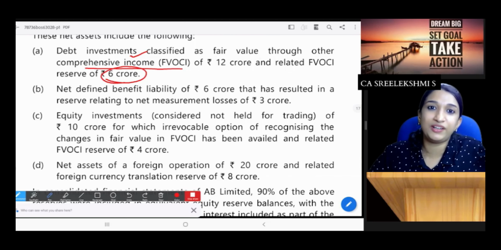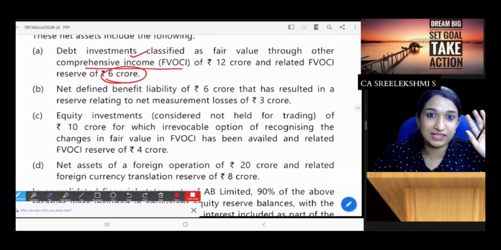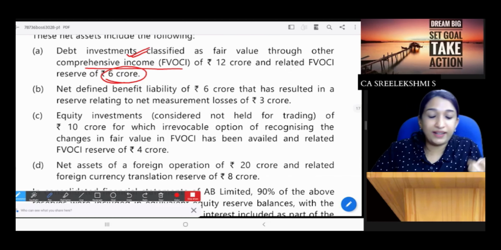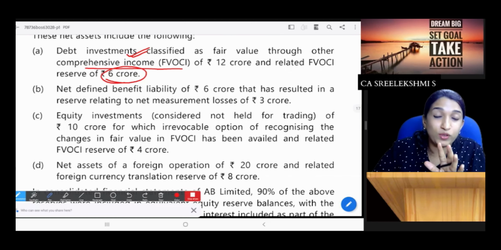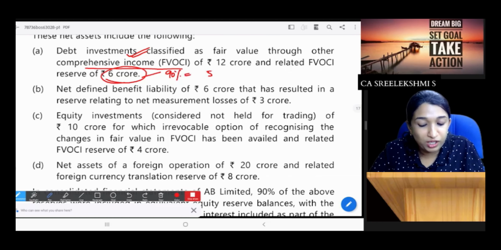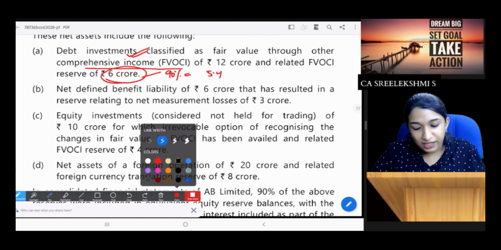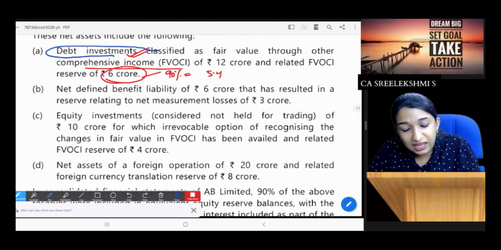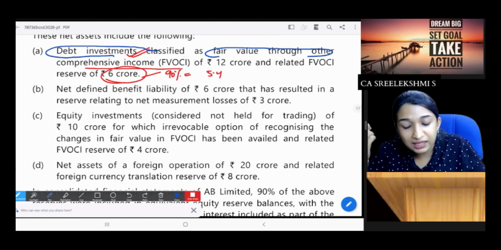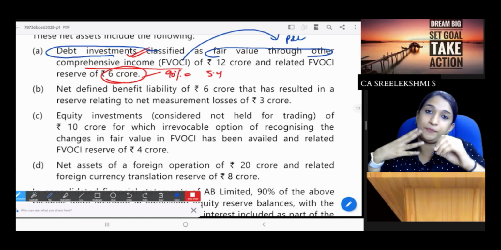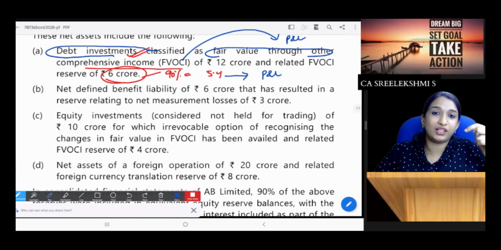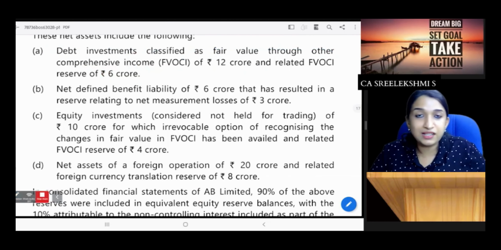So that entire net assets we have derecognized. In that investment there were some debt investments. On account of that debt investment, there is an FVT OCI amount of 6 crores. Of that 6 crores, 90% was the holding company's share, 5.4. So finally what we are trying to say is when these debt investments are classified as FVT OCI, the fair value reserve in OCI should be reclassified to P&L. Reclassify 5.4 crores to P&L, OCI credit balance to P&L.